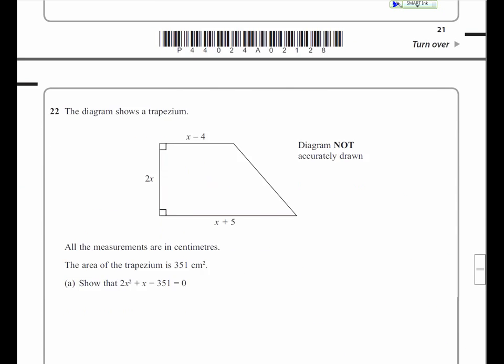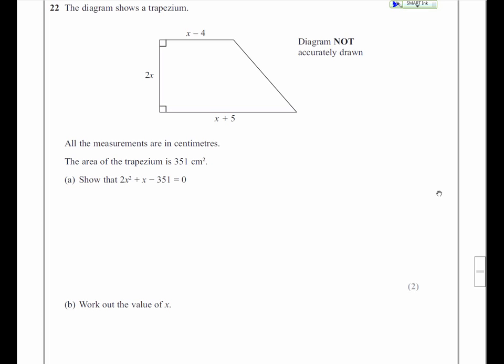Okay, question 22. The diagram shows a trapezium. X minus 4 on the top, x plus 5 on the bottom, and 2x as the height. All the measurements are in centimetres. The area of the trapezium equals 351. Show that 2x squared plus x minus 351 equals 0. Okay, not a problem, because we know how to deal with trapeziums.